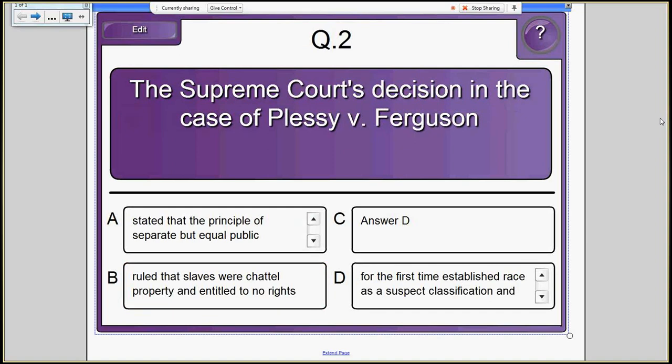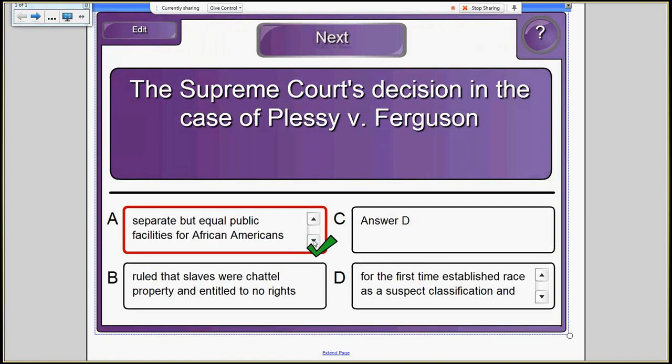Ferguson. The Supreme Court's decision in the case of Plessy v. Ferguson stated that the principles of separate but equal facilities for African Americans was constitutional, ruled that slaves were chattel property entitled to no rights, for the first time established race as a suspect class. The correct answer stated that the principles of separate but equal facilities for African Americans was constitutional.